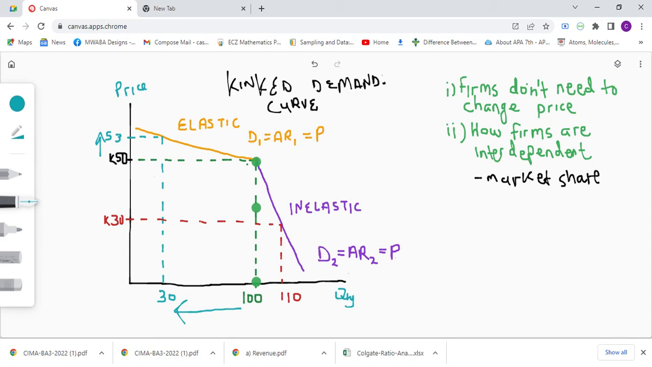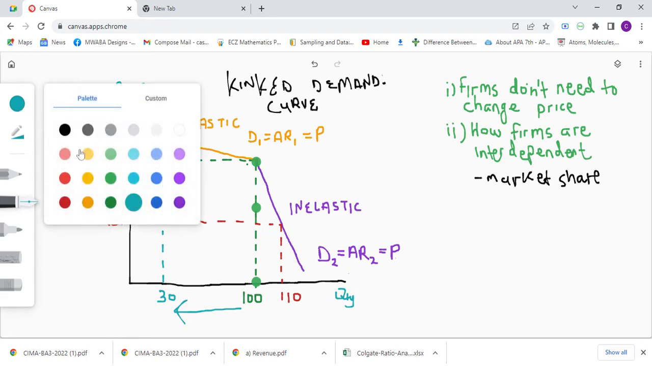As we can see above our price, 50 kwacha, demand is elastic. Other firms are not going to follow this firm that raises the price. The firm will just raise the price and be alone. The demand will drop, and it's going to lose its market share. And let's see what happens also to the total revenue.